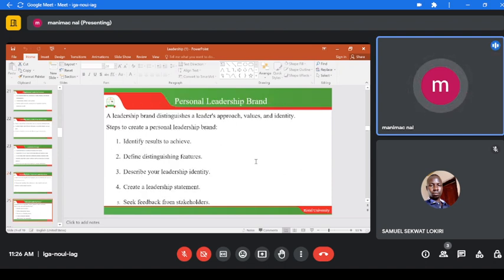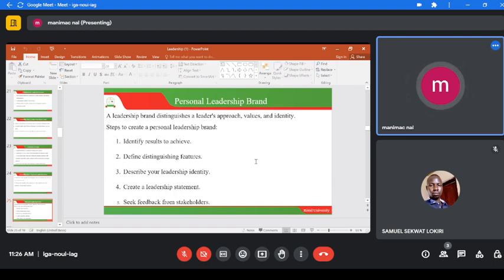Furthermore, what are personal leadership brands? A leader's brand distinguishes a leader: it looks at the approach, the values, and then the identity. So this is what brands a leader. There are steps that one can use to create a personal leadership brand.